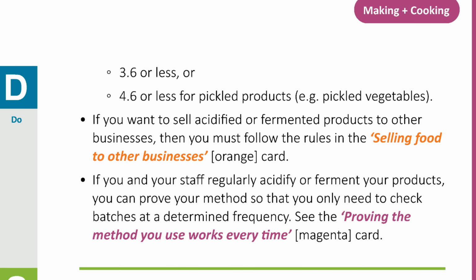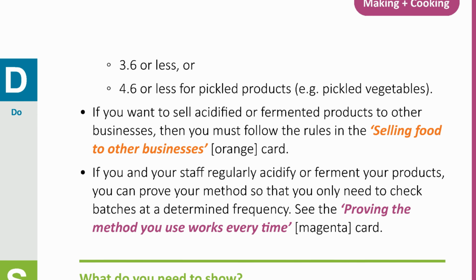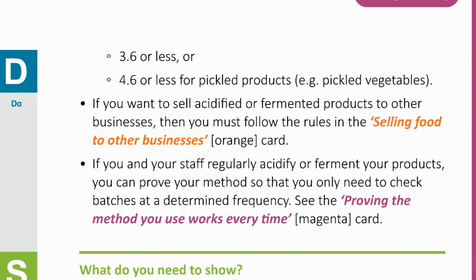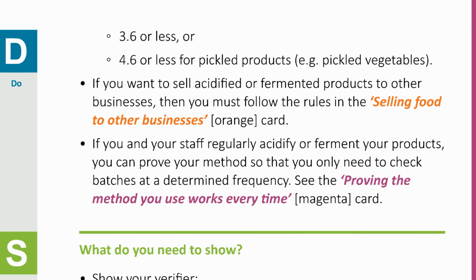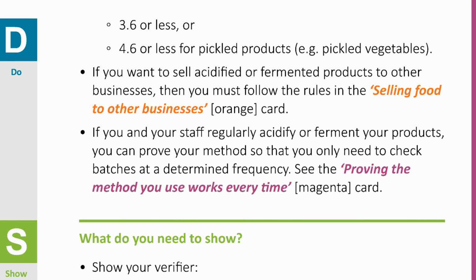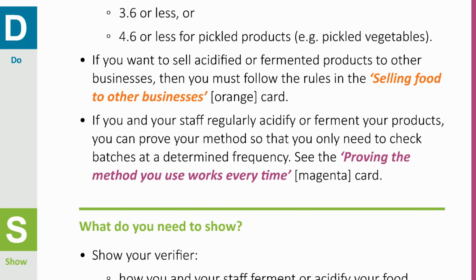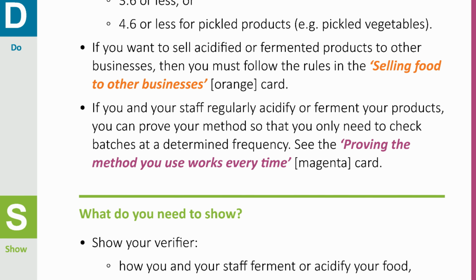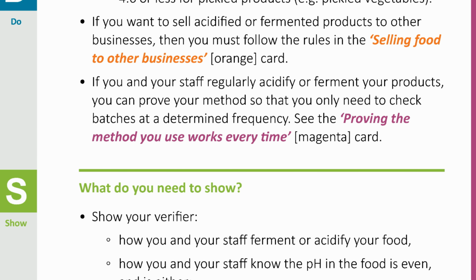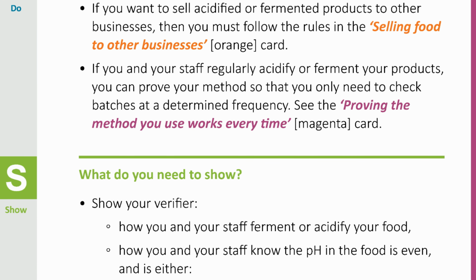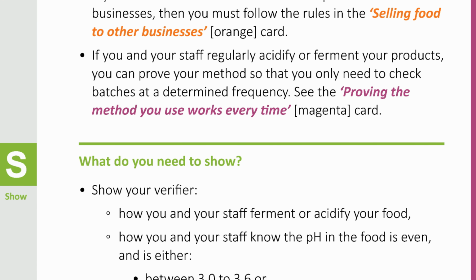If you want to sell acidified or fermented products to other businesses, then you must follow the rules in the Selling Food to Other Businesses card. If you and your staff regularly acidify or ferment your products, you can prove your method so that you only need to check batches at a determined frequency. See the Proving the Method You Use Works Every Time card.